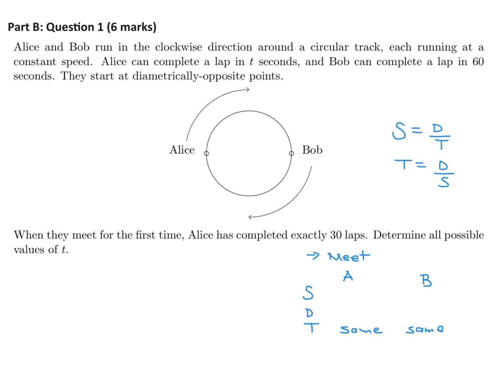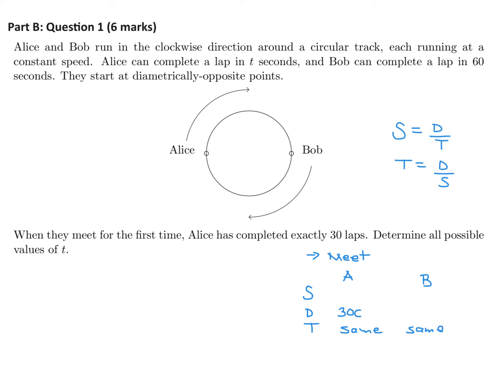So whatever the time is, it will be the same for Alice and Bob when they meet. Now the distance, we have to figure that out. The distance for Alice is 30 laps. So that's been given. Now each lap is going to cover a circumference of the circle. So I'll denote circumference with a c. So 30c is the distance for Alice.